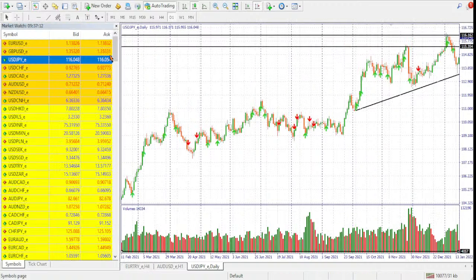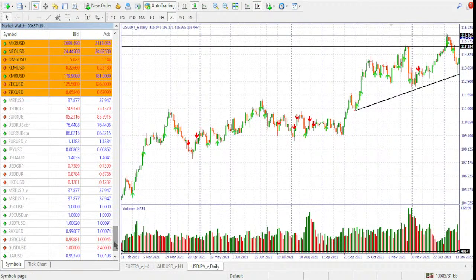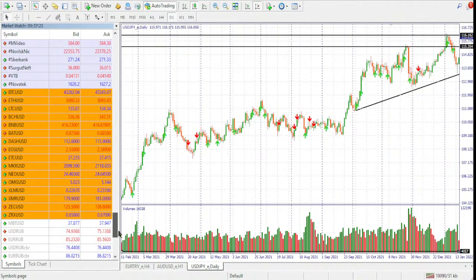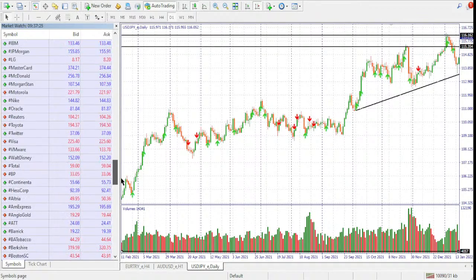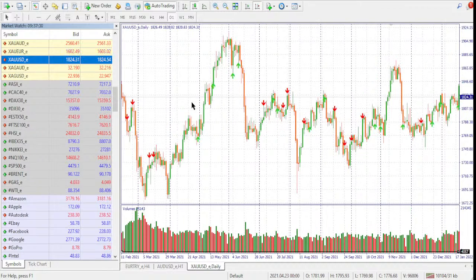The next symbol. So if you have any questions, kindly feel free to post them for me on the chat option. It should be at the right hand side of your screen so that I'm able to respond to them as fast as possible. The next symbol is gold.